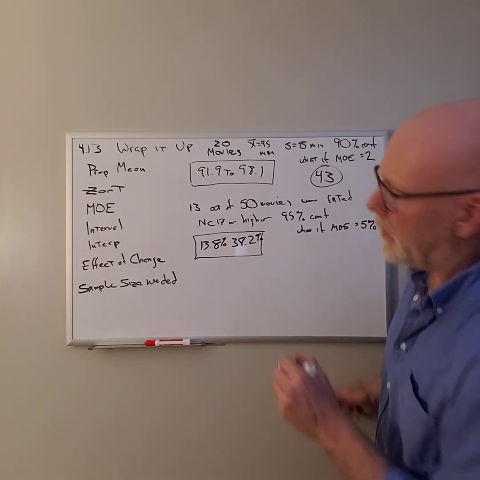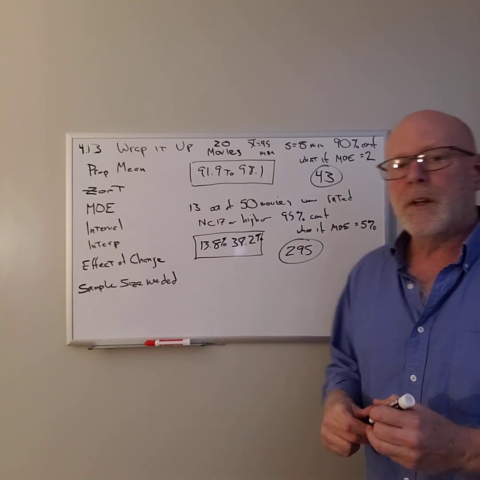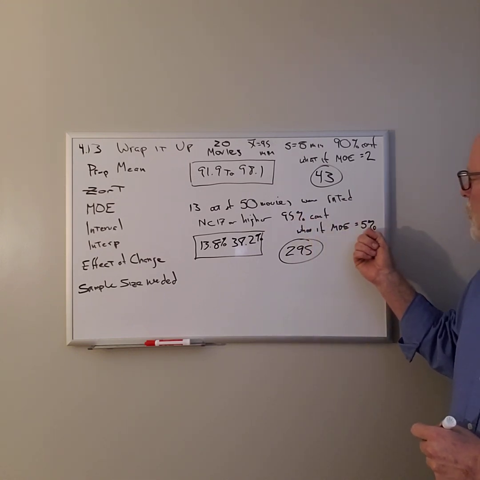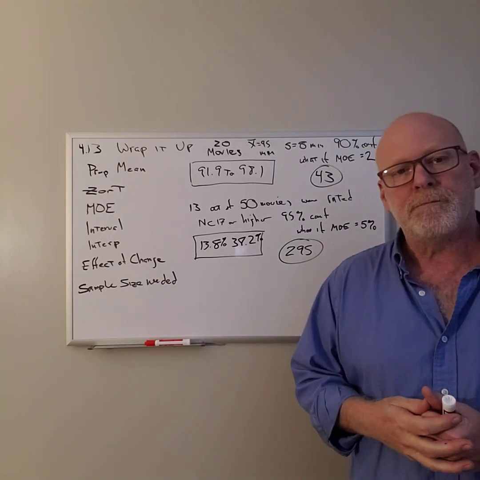Turns out we would need 295 movies in our sample in order to keep the same level of confidence, but to drop the margin of error down from 12 to something on the order of 5.